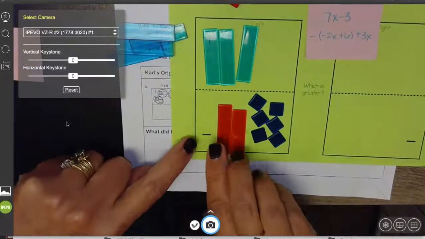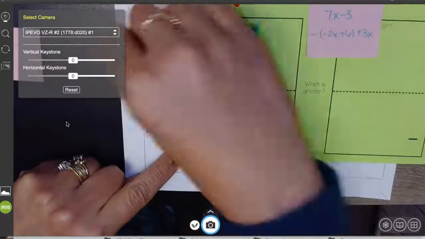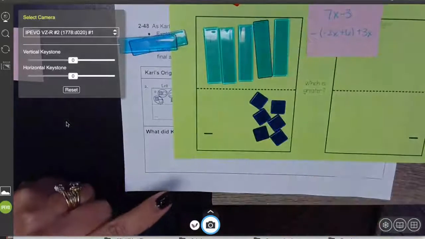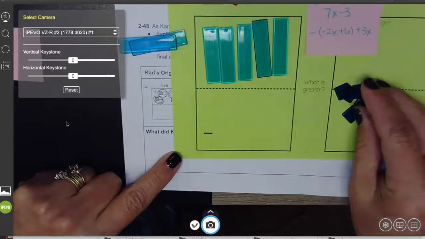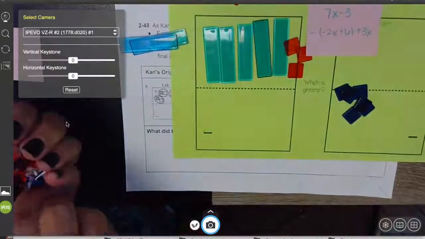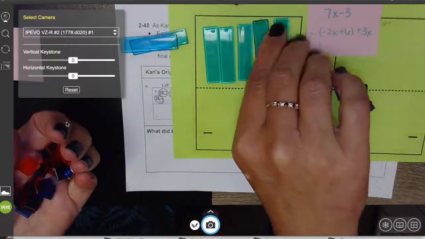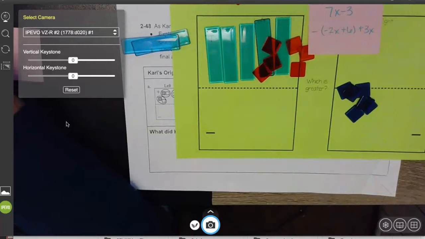The other way you could show it is you could exchange these out for 2 positives because we know that's a positive, so you could have 5x. You could also exchange these unit tiles out for 3 red ones, or 6 red ones, and they would go up top. So again, multiple ways to show how the value of something changes, but the value stays the same, but its look changes.